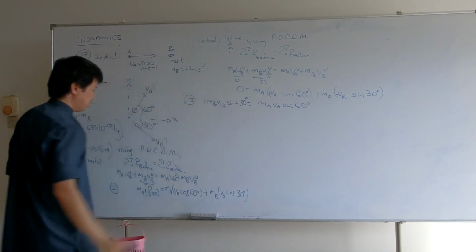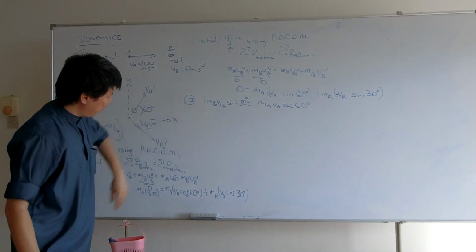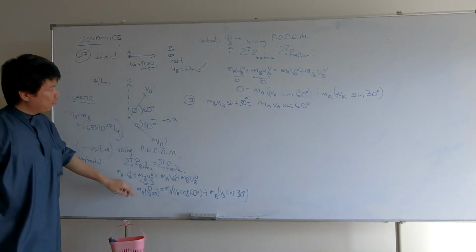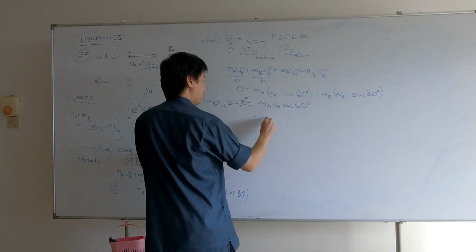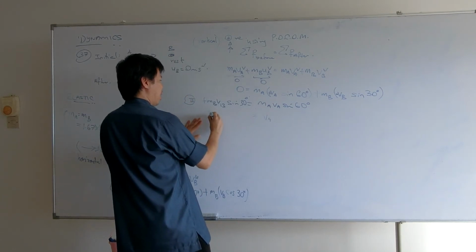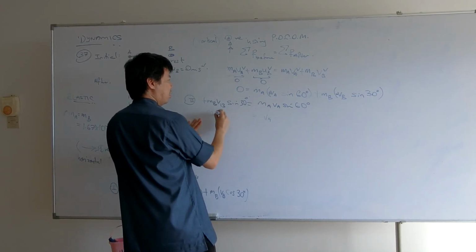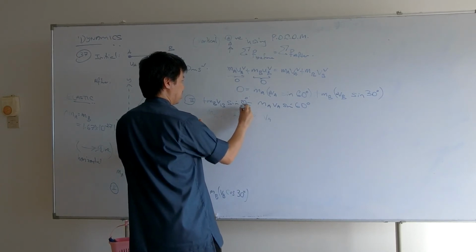From this one, it's quite obvious, and it's much easier to extract a particular variable. For example, you want to find VA first. So in this case, MA VA is equal to MB VB sine 30 degrees.